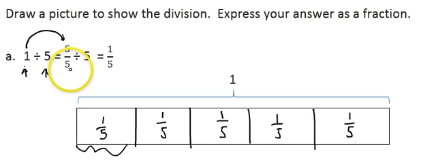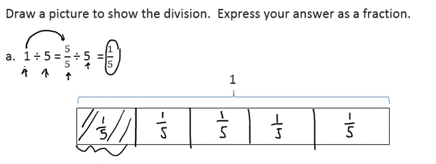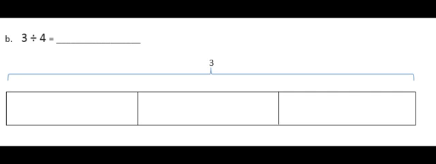When we work through a division problem, we ask ourselves, if I have a certain amount, in this case 5/5, and I divide it into 5 equal groups, how much is one of those groups? Well, one of those groups is 1/5. So 1 divided by 5 equals 1/5. Let's look at another example.